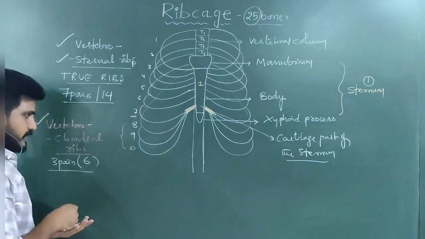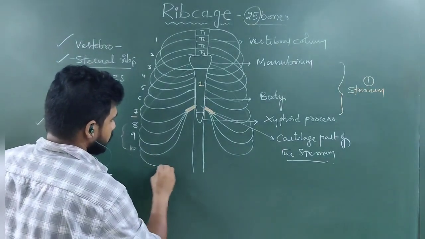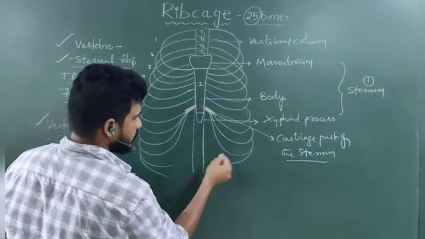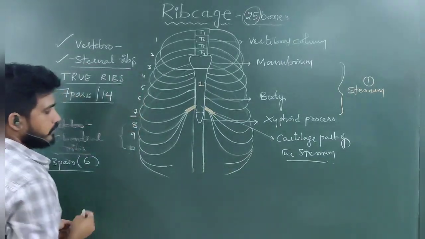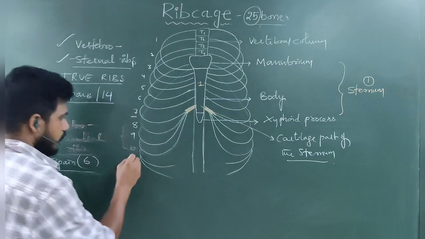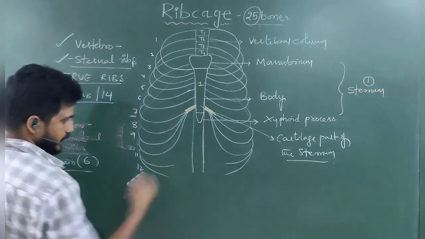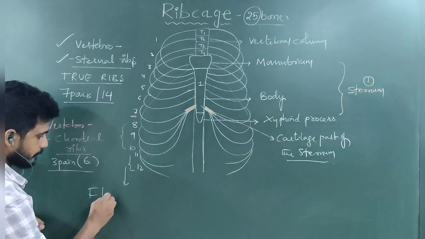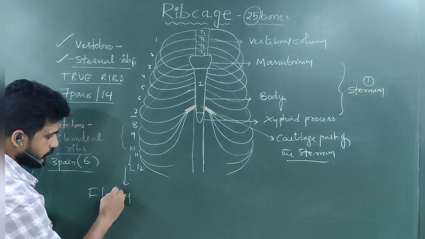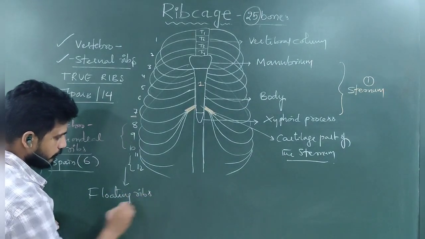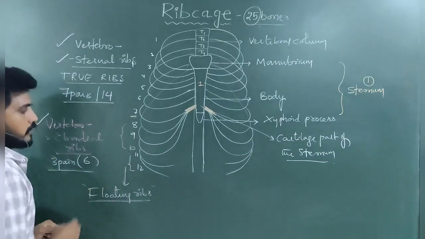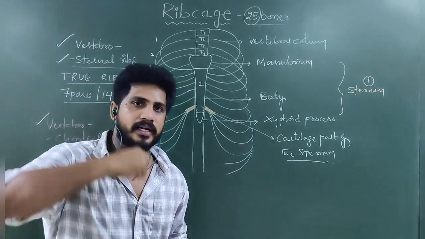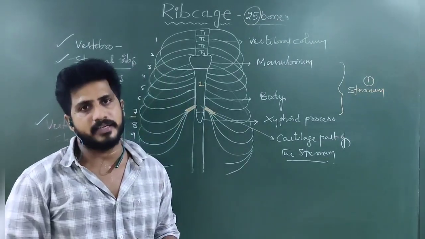Now let us see the next things. The 11th one and the 12th one. This is the 11th one and this is the 12th one. So 11 and 12 pairs. These two pairs are simply floating ribs. Floating ribs are coming from the vertebral column but they are not connected to the cartilage, directly or indirectly.